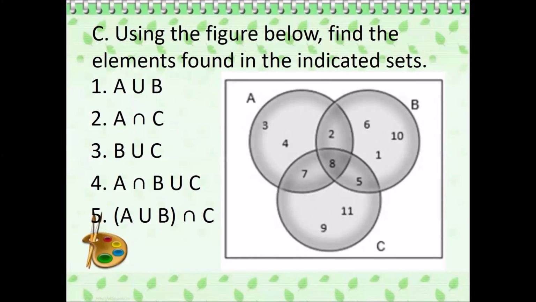Then using the figure below, find the elements found in the indicated sets. So what are the elements of the union of set A and set B? What is the intersection of set A and set C? What are their common elements? Those inside the circle. Then what are the elements of the union of set B and set C? Combine all the numbers in set B and set C.